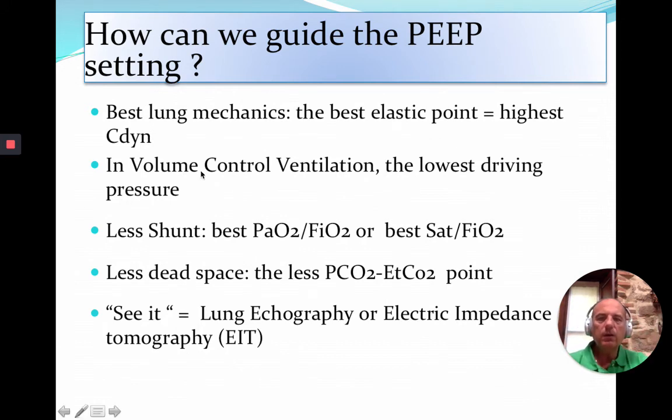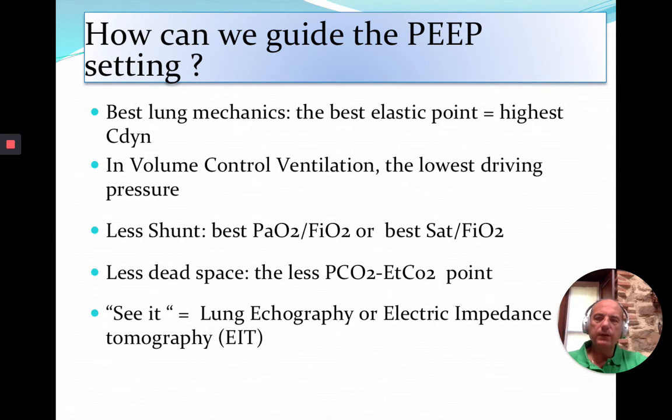So if you work in volume control, but only then, instead of trying to find the highest dynamic compliance, which requires measuring flow, you only have to find the lowest driving pressure. And I love this way because, as we said, driving pressure is the most critical pressure for creating damage in the lungs. So finding the PEEP that creates the lowest driving pressure, I really love this approach.